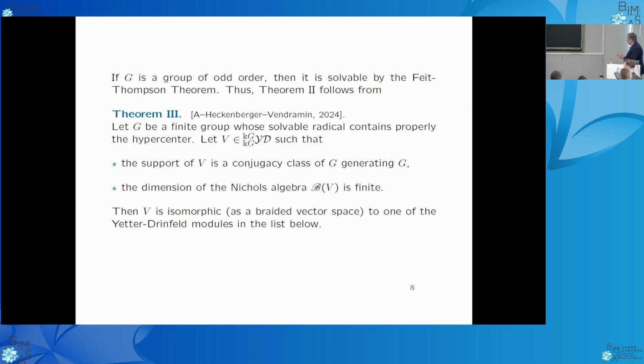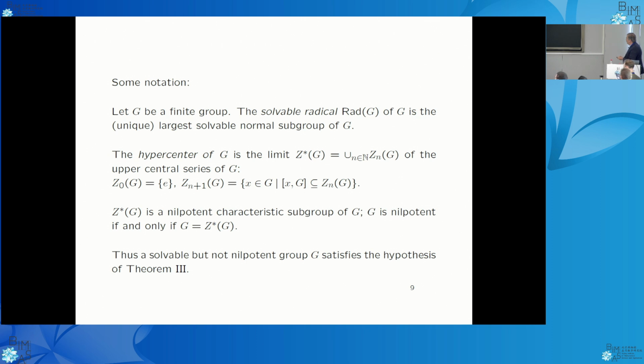Now I have to explain the list, but before that I will explain some terminology of this theorem. The solvable radical is the largest solvable normal subgroup of G, and the hypercenter is the union, the limit, of the upper central series of G. The hypercenter is a nilpotent subgroup, and G is nilpotent if and only if it is equal to the hypercenter. And in conclusion, if you have a solvable non-nilpotent group, it satisfies the hypothesis of theorem 3. And therefore, for such a group, theorem 3 implies theorem 2, and for nilpotent groups, this has to be done differently, but it also holds.